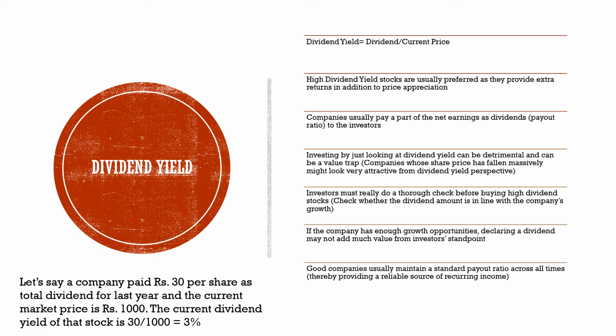The last point is that good companies usually maintain a standard payout ratio at all times. One of the good things is that, let's say a company has a history of paying 60% of its net profit as dividends, then one can be assured that the company might maintain that payout ratio, and that stock gets a good value. The markets respect stocks where companies have consistently maintained the standard payout ratio. Usually companies have 55 to 60% as their standard payout ratio.